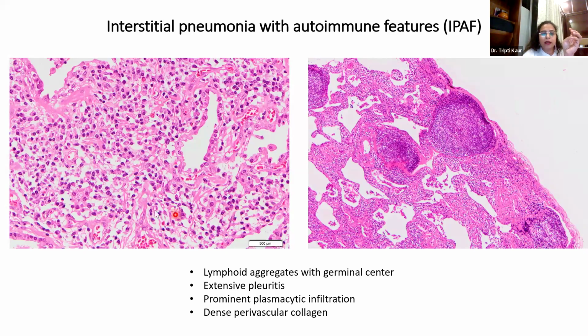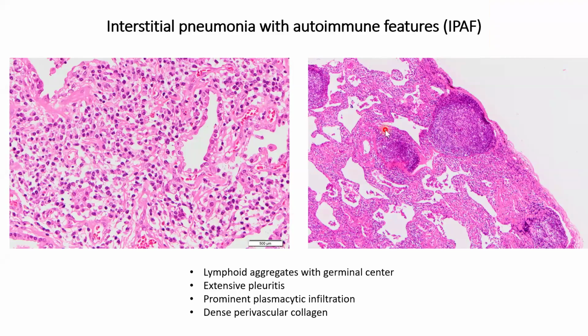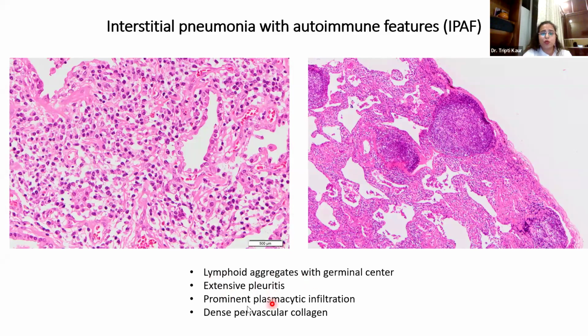This prominent plasma cell infiltrate is again a clincher towards autoimmune disease, and dense perivascular collagen. This is not very specific, but all three things, lymphoid aggregates, pleuritis, prominent plasmacytic infiltrate, this is basically a case of interstitial pneumonia with autoimmune features or IPAF. If you don't want to give it as autoimmune upfront in your exam, you can always write an NSIP pattern, and in the comment section you can mention that you will favor autoimmune over other etiologies because of the look of it.